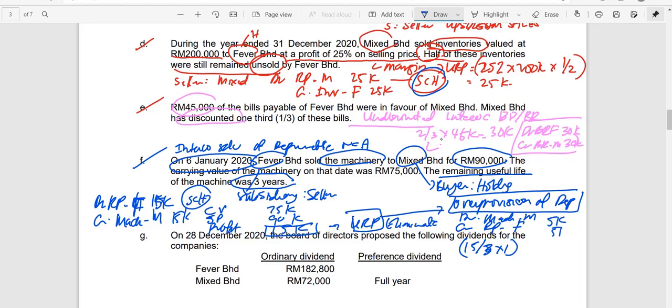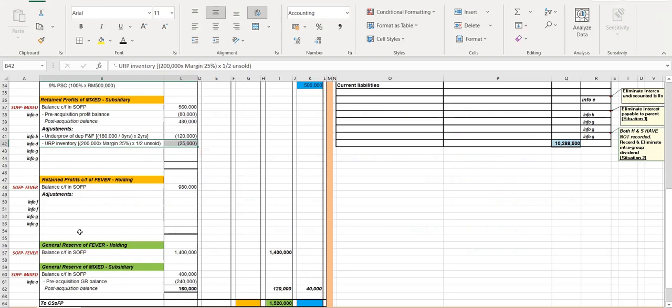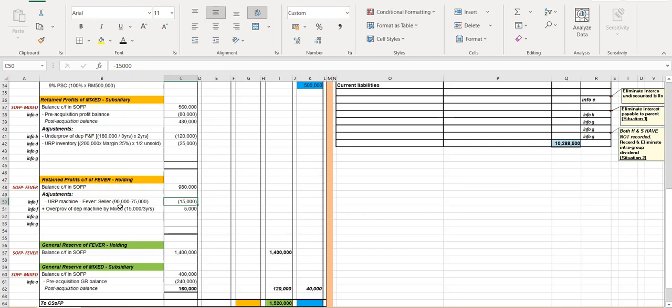So let's do this too. This number in our adjustment. And remember, we are going to adjust in the retained profit of the parent. So these are the two things that I have adjusted in my consolidation journal. Unrealized profit is deducted, remove, look at the carrying value, look at the selling price, the over provision, look at the unrealized profit divided by its life there, 5,000.